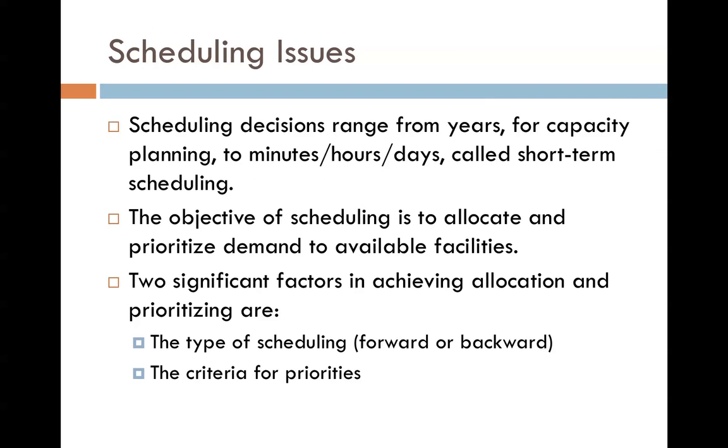Scheduling deals with the timing of operations. Scheduling decisions range from years for capacity planning to minutes, hours, and days, called short-term scheduling. The objective of scheduling is to allocate and prioritize demand to available facilities. Two significant factors in achieving allocation and prioritizing are the type of scheduling, which can be forward or backward, and the criteria for priorities.